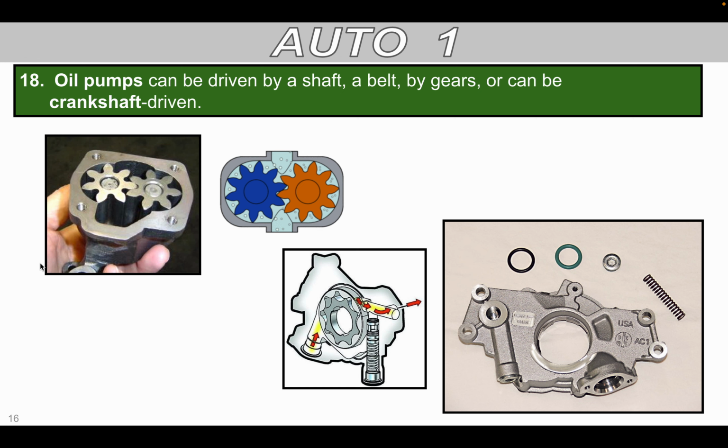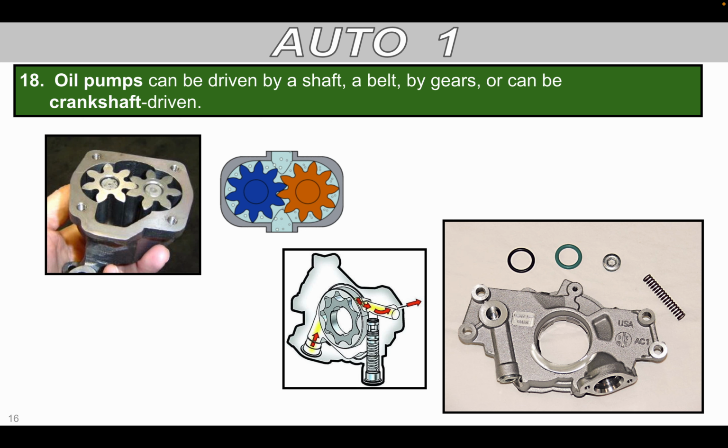All right, moving on here. Oil pumps can be driven by a shaft, a belt, by gears, or can be crankshaft driven. There's a lot of different ways to power this, depending on how the engine is designed, right? We can hook up to the crankshaft. We can hook up to our timing belt. Maybe there's some gearing in there. Maybe even into our camshaft.